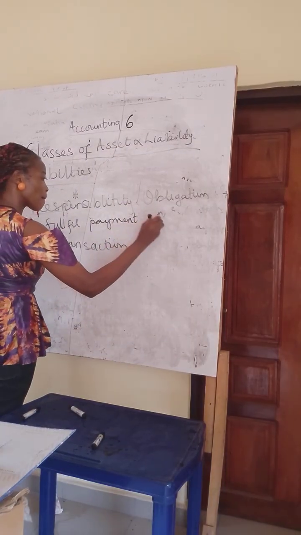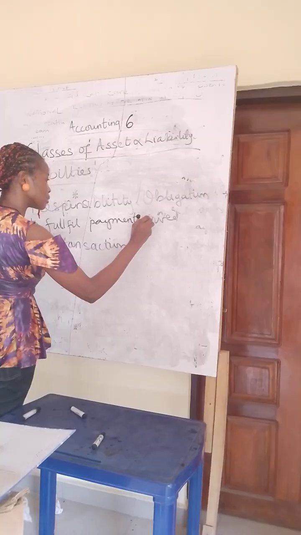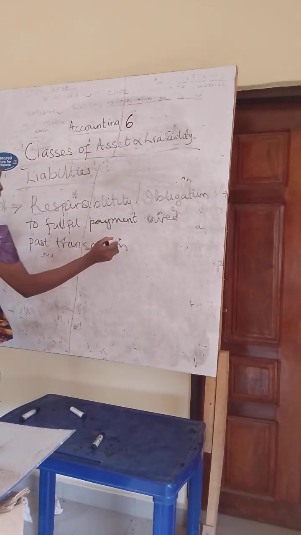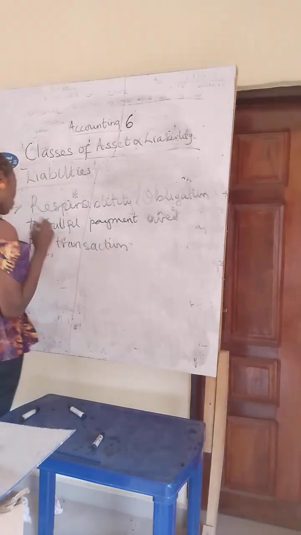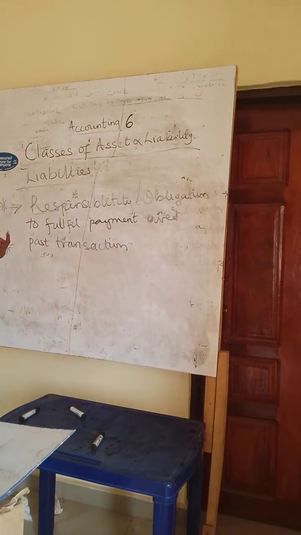You're owing a person as a result of what? Past transaction. Are we together? So that's what a liability is.